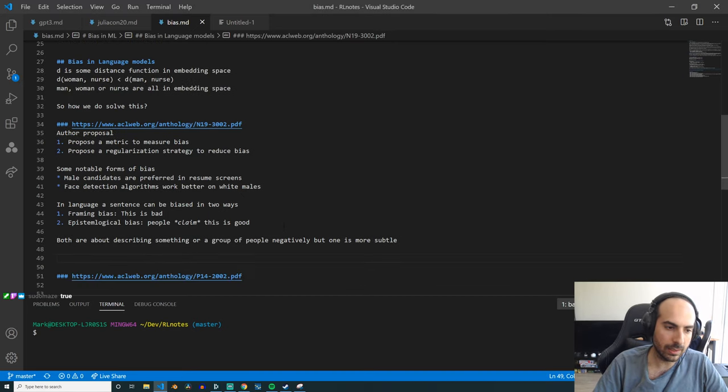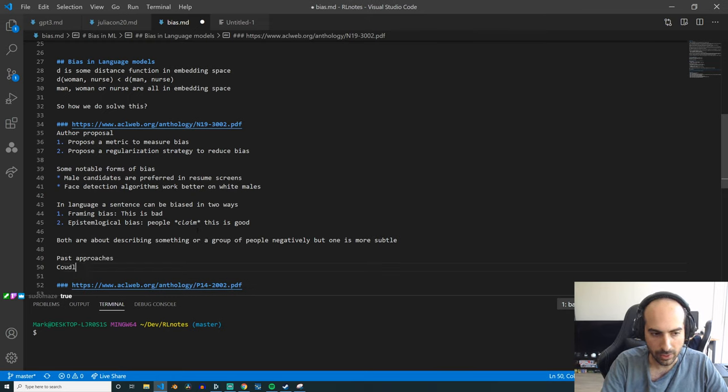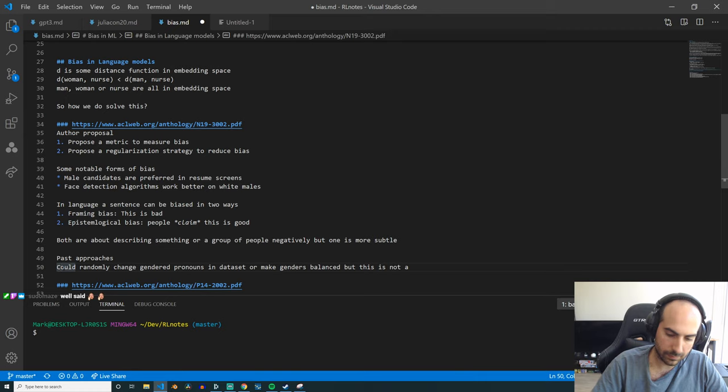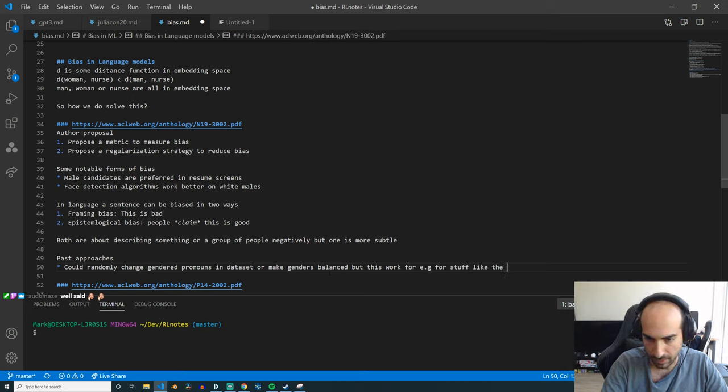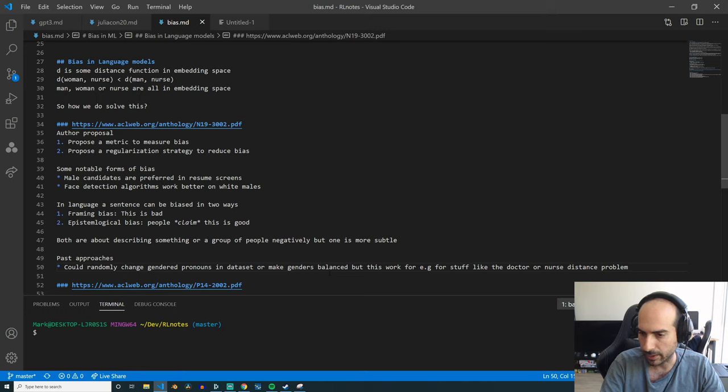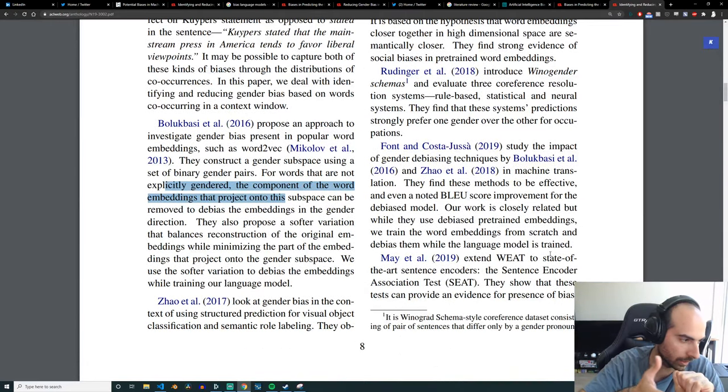Okay, so now that I think about it, past approaches, for example, could randomly change gendered pronouns in a data set or make genders balanced. But this would work, for example, for something like the doctor or nurse problem. But it may not work in some other areas. Let's say you want to say a dad. Well, a dad is generally specific to men. So you're going to end up with some problems with your predictions, either if you're generating something or classifying something, it may not make a lot of sense for a lot of people.